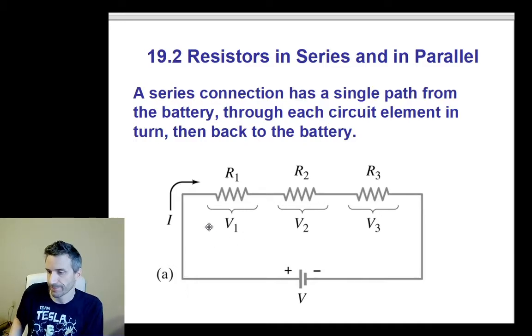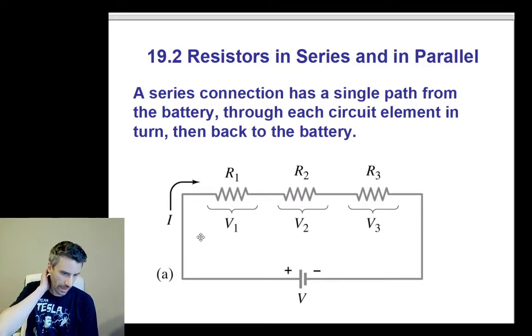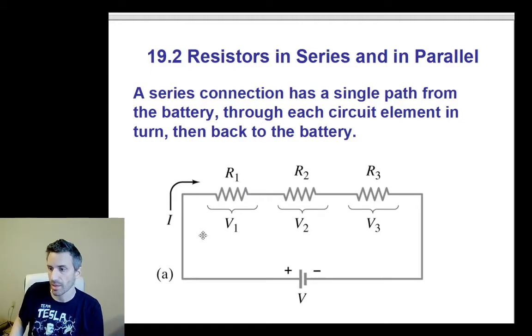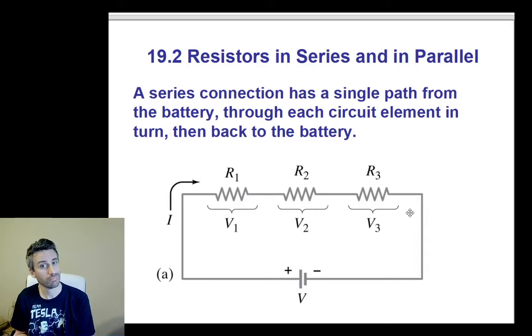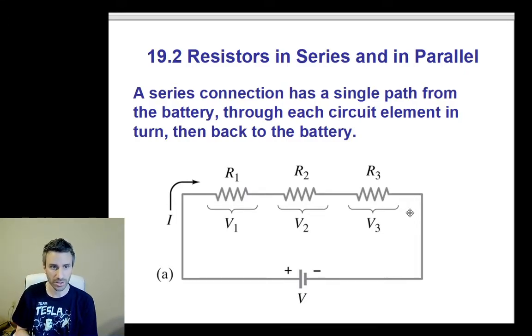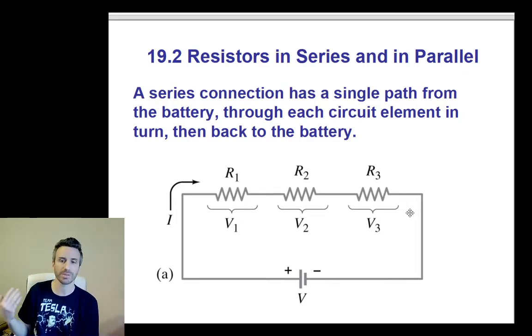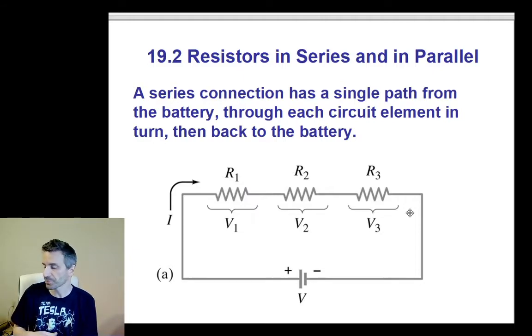Speaking of series, when we look at a series circuit, that means that you're going to have one resistor after another after another. That means that any current that goes through the first resistor must also go through the second resistor and the third, and so on. It is a series of events. Hence, it's a series circuit. So a series of events means that one thing happens after another, and so that's what a series circuit is.